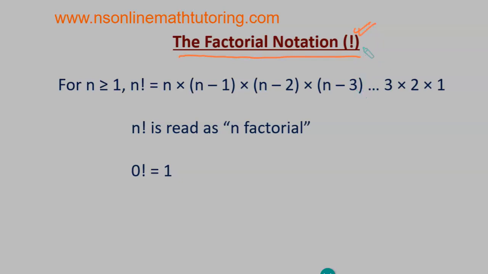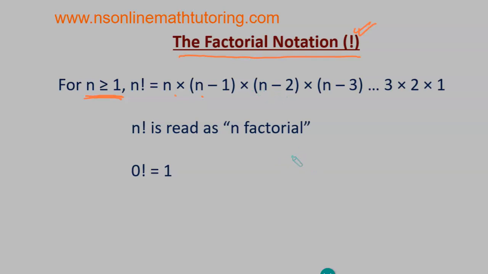This exclamation mark, and for n greater than or equal to 1, n is a positive integer. n factorial is n times n minus 1 times n minus 2. That means it just goes on decreasing in steps of 1.